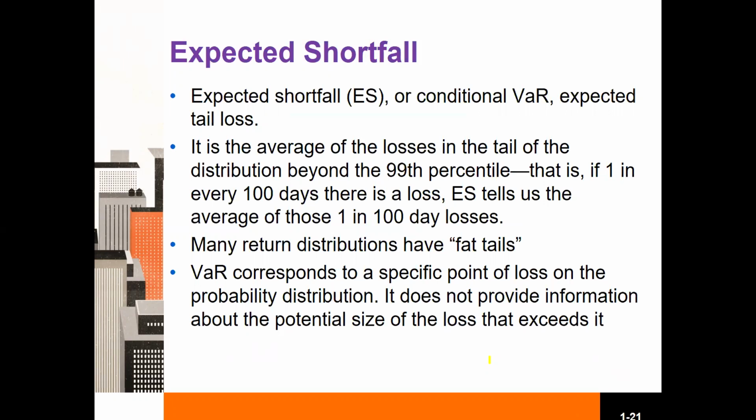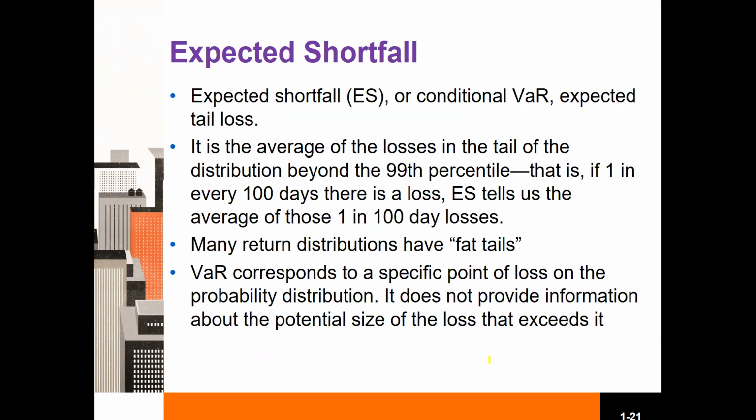Expected shortfall, also referred to as conditional VAR, conditional value at risk, and expected tail loss, tells us the average of the losses in the tail of the distribution beyond the 99th percentile. That is, if 1 in every 100 days there is a loss, expected shortfall tells us the average of those 1 in 100-day losses.